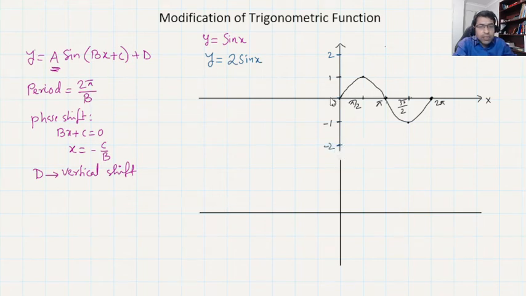Our period is not changing because we still have sine x, so there is no b here, like b is 1. We are just changing the amplitude. The starting point is the same, and it crosses 0 here and here, but the maximum point will be here and the minimum point will be here.